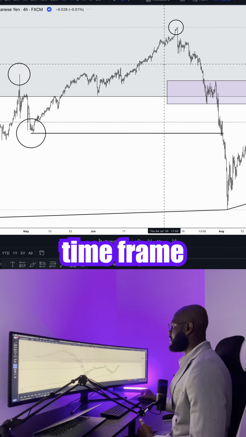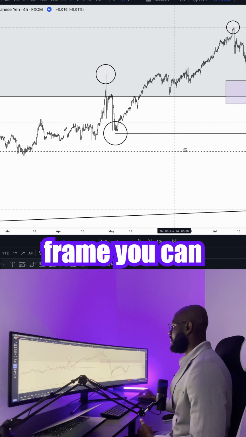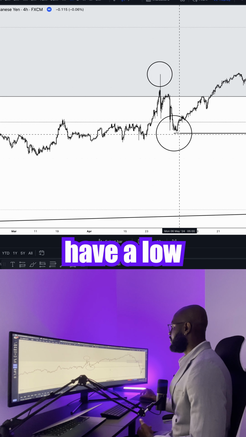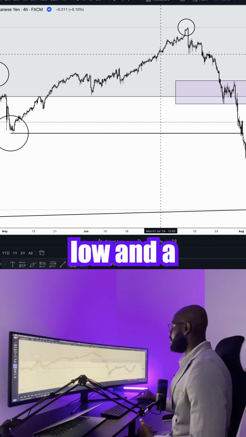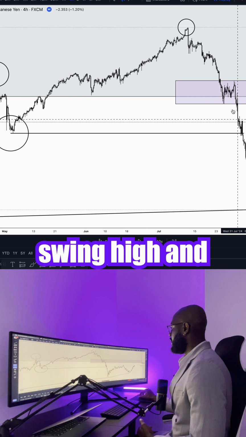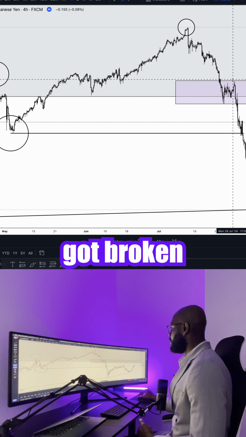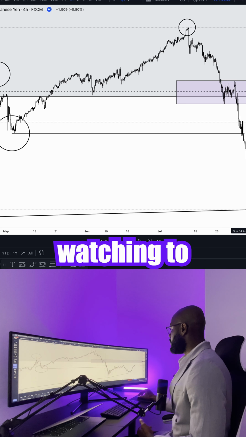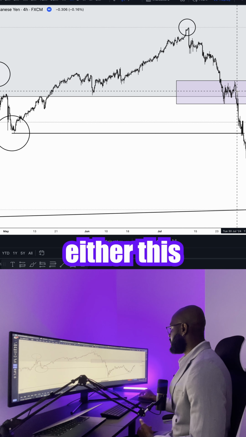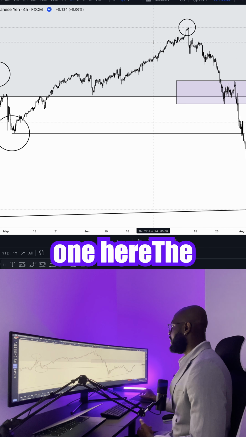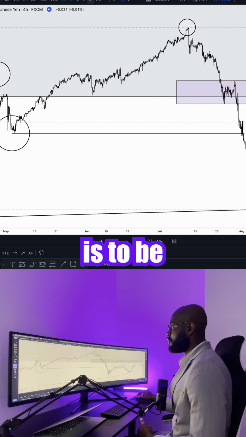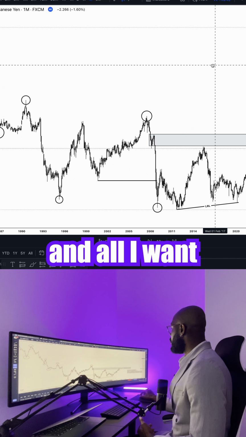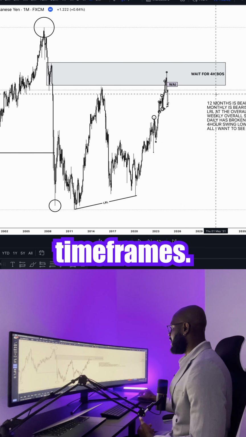And if we look at the 4-hour time frame, being our intraday time frame, you can see very clearly we have a swing low here and a swing high, and the swing low got broken. Last move to the upside before breaking structure. So this is the key level I'm watching to attract price to the upside, either this inefficiency here or this one here. The only thing I'm going to do now is be patient and wait for price to come in there. And all I want to do is align these time frames.